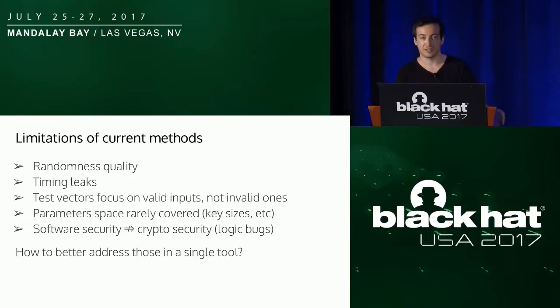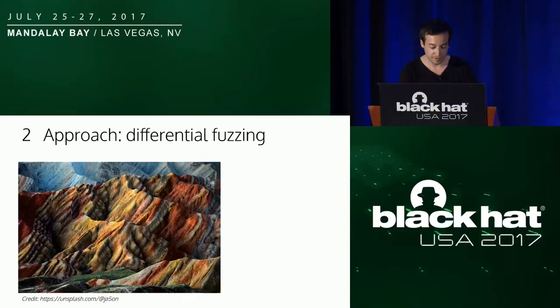And like I said, with test vectors, most of the time you get test vectors for the valid inputs, not for the invalid ones. And they will only look at, for example, the default version, such as RSA 2K, but not all the possible versions of RSA.